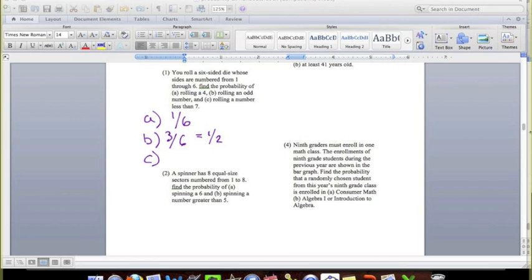For C, the probability of rolling a number smaller than 7. How many numbers smaller than 7 are there on a die? 6 of them, and there were only 6 sides, so we get a probability of 1 for that. That means it has to happen. You have to get something smaller than 7.